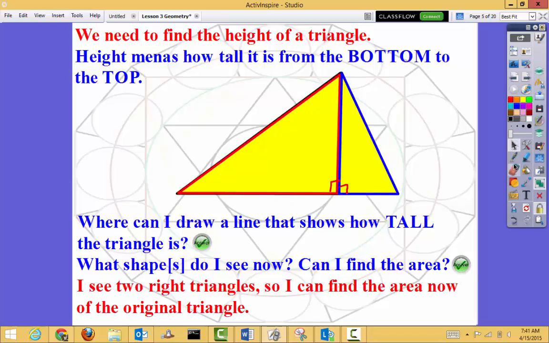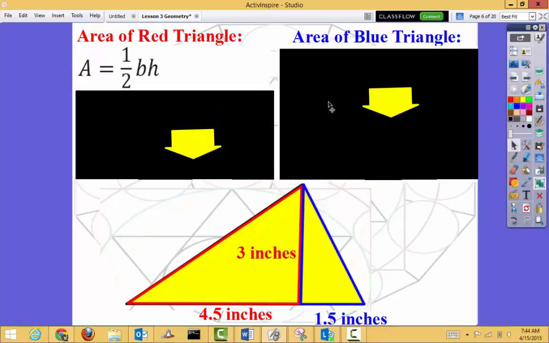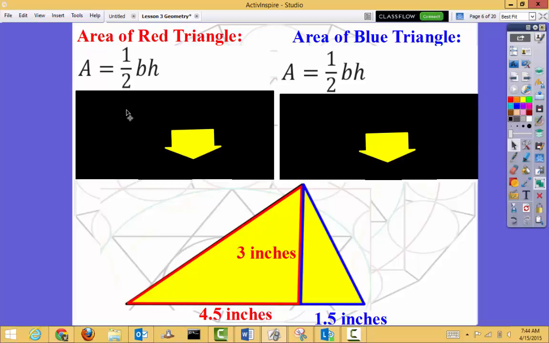Can I find the area of right triangles? Yes, I can. I use that formula from yesterday, 1/2 base times height, which is the same thing as base times height divided by 2. Remember, multiplying by a half is the same as dividing. Okay, so now I need to find the area of these two shapes. I measured my shape out, and these are the lengths that I got. So what do I need to do first? Well, first, for each triangle, my blue and my red, I need to write my area formula. So it's 1/2 base times height.